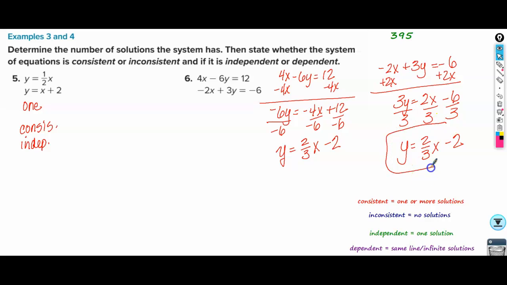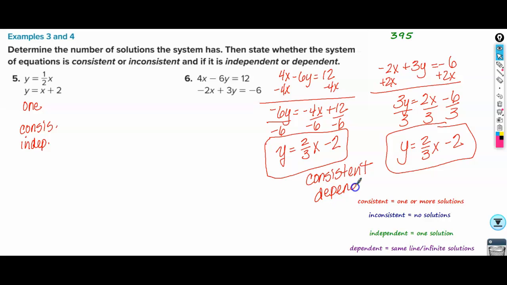Well, what do you notice about these two lines? They are identical, okay? So this is consistent because it has one or more solutions. It has infinite solutions. And they are the same line, so this is dependent, not Rudolph.